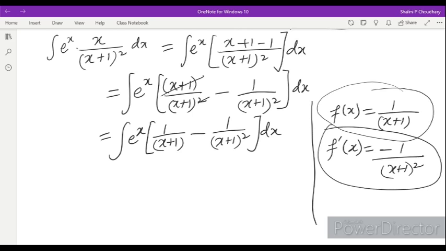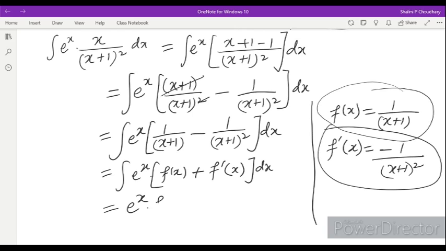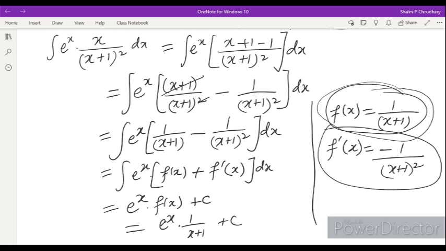Okay. So it means e to the power x into f of x plus f dash x dx. So what value will we get? e to the power x into f of x plus c. And what is the value of f of x? It is 1 upon x plus 1, plus c. So simply we can write e to the power x divided by x plus 1 plus c. This is the value we will get.